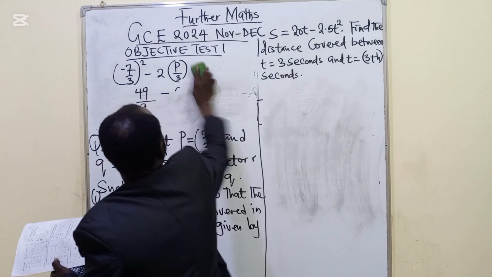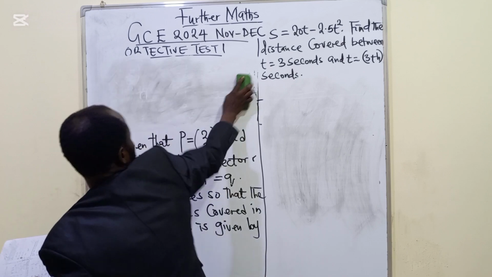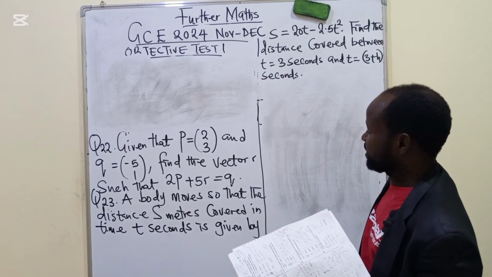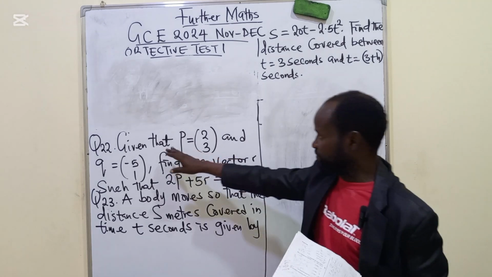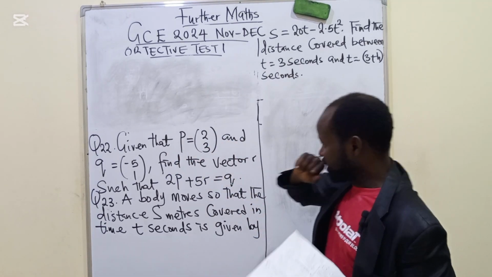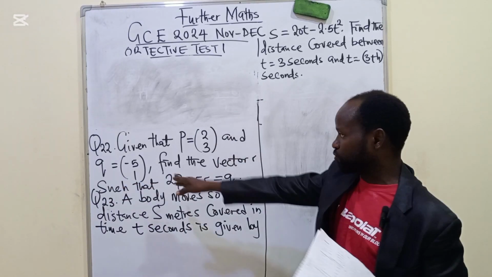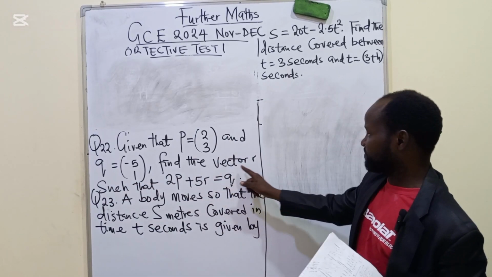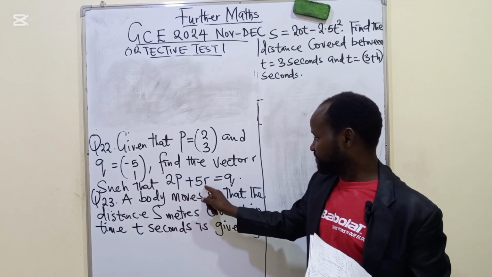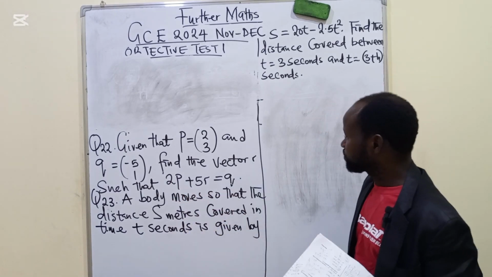Let's see how we can achieve that. Question 22 reads: given that vector P is 3 column 2 column 3 and vector Q is minus 5 column 1, we are asked to find vector R such that 2P plus 5R is equal to Q.